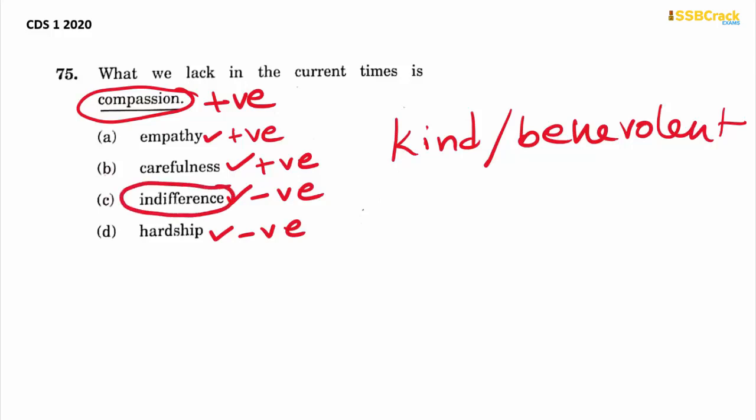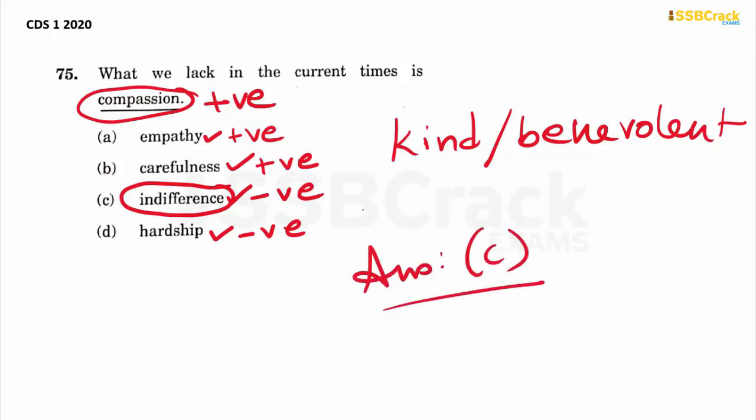When you are showing compassion to someone, you're being kind to that person or benevolent to that person. That means you are caring for that person. But when you are showing indifference, it means that you don't care for that person. Alright? So that is why you are detached and indifferent. Hence, your answer here is option C.